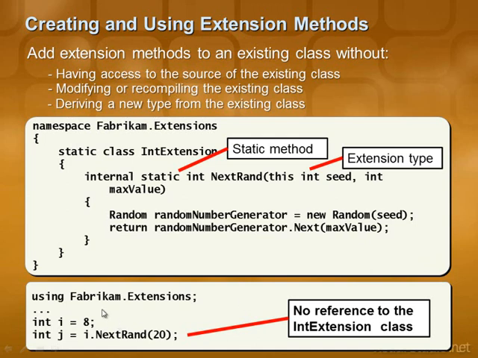For example, you notice over here, this is the class name. I have i equal to 8 and j equal to i dot next random number within the range of 20. This one is the current one, that is the i value. The other one is the maximum value. So in other words, starting from 8 to 20, generate a random number.